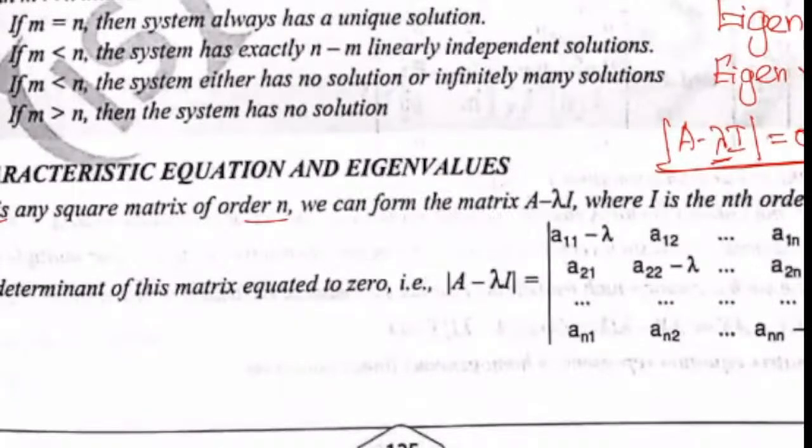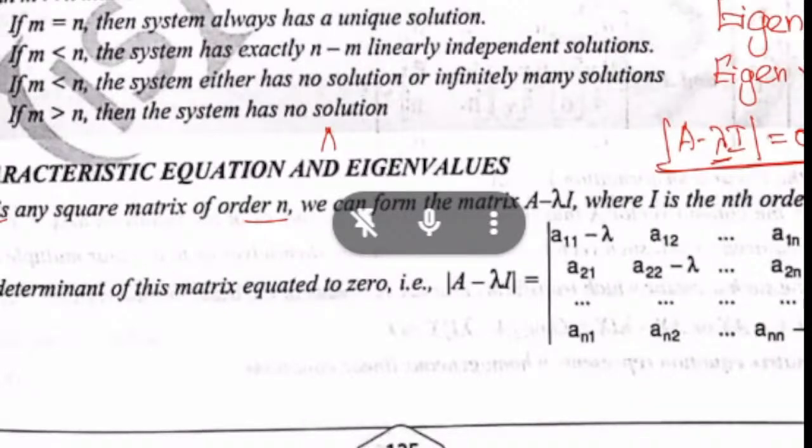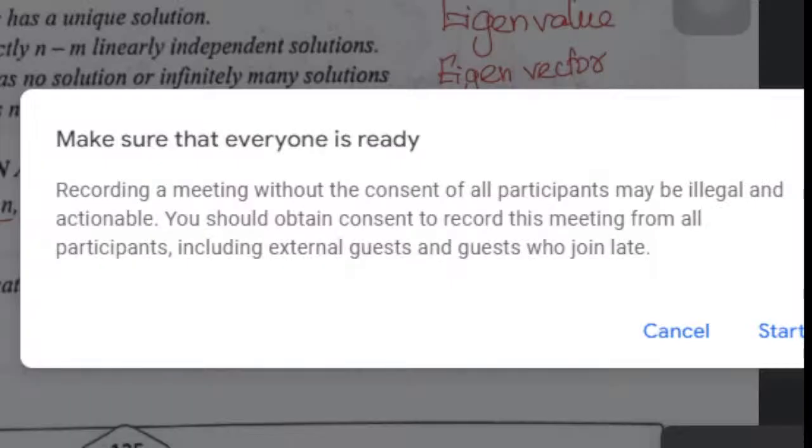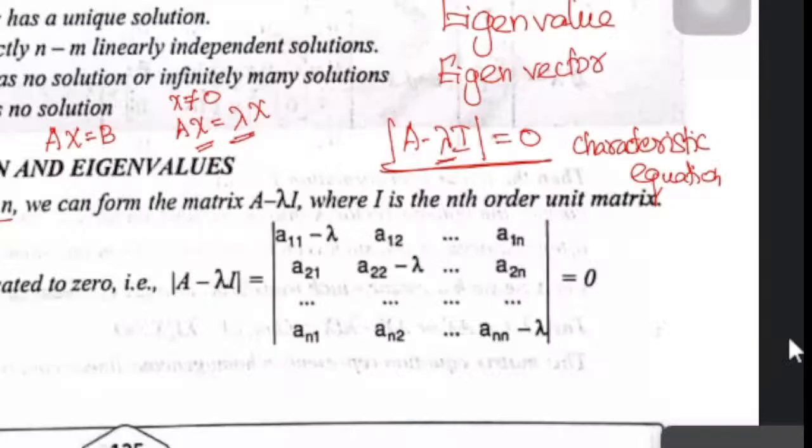In general, a set of linear equations can be written as Ax equal to B. Also, for any non-zero vector x, we can write Ax equal to lambda x. Here lambda is the eigenvalue and x is the corresponding eigenvector. This is the definition. So here the determinant of A minus lambda I will be the characteristic equation.